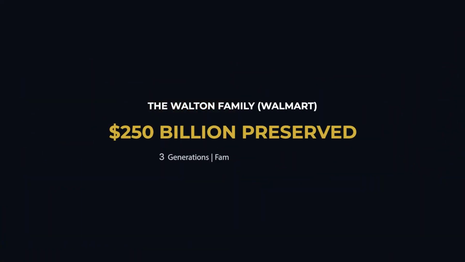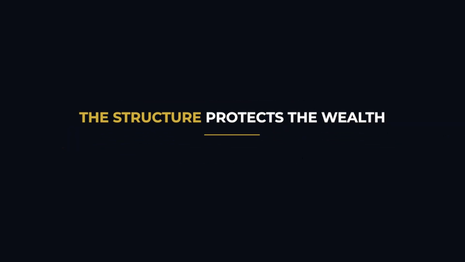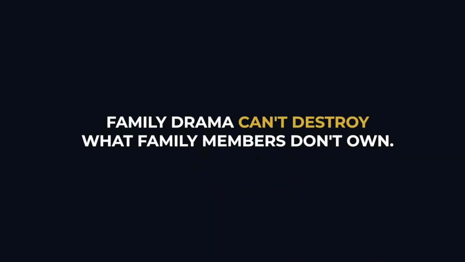Family trusts hold a majority of a company's stock. Beneficiaries receive dividends, but they can't sell or pledge the underlying shares. That's how they've maintained control for 3 generations, despite dozens of marriages, divorces, and disputes. The structure protects the wealth, not the family dynamics. Family drama can't destroy what family members don't own.